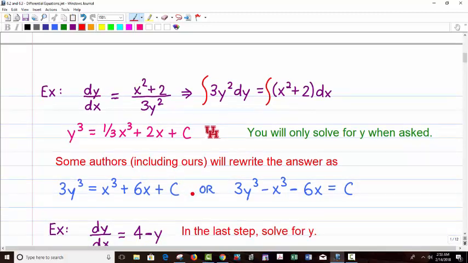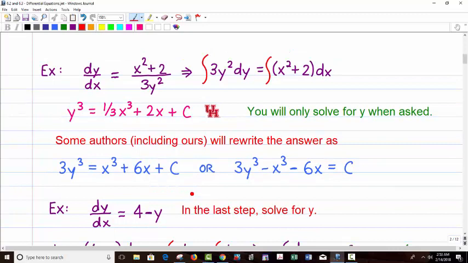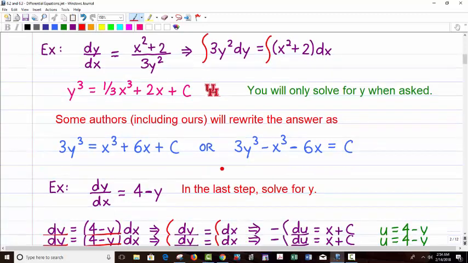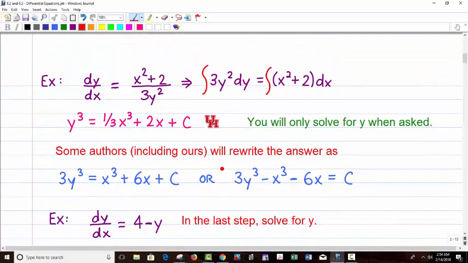All right, so that's just different ways to write it. So let's take a look at this one. We're going to solve for y on this one. So we're looking for some function y where dy/dx equals 4 minus y.